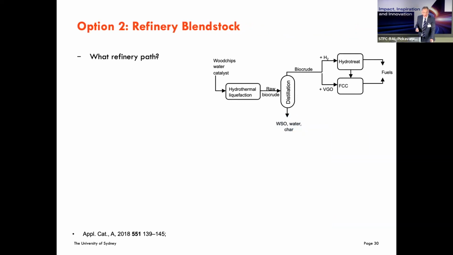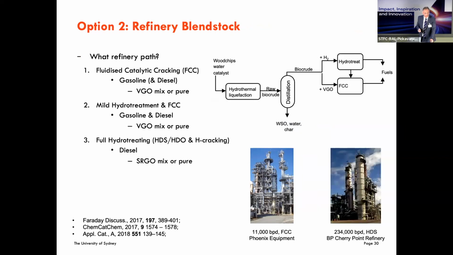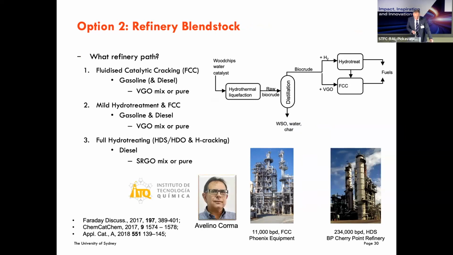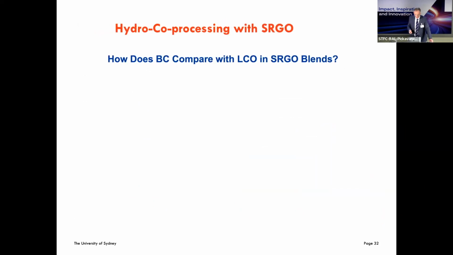So what's the refinery path I might choose? We can go to make gasoline kind of materials, FCC, mild hydrotreatment and fluidized cracking, or a full hydrotreatment. And I just focus on the full hydrotreating, and we've done this work with Evelina Korma. All of these operations are at huge scale, currently employed in refineries. So this is just for the specialists. We're doing a good job with micro-riser reactors using industrial catalysts. And what we're looking for is how does biocrude compare with light cycle oil in straight run gas oil blends.